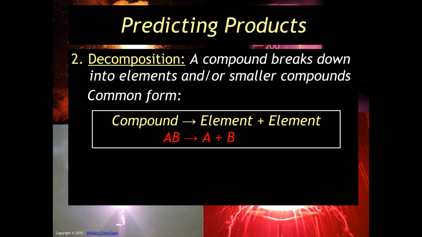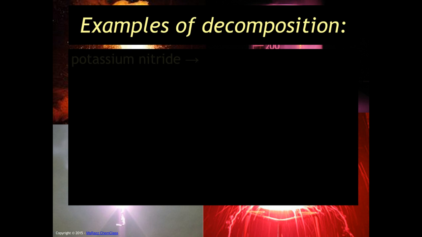All right, so what's a common form of that? It's just the opposite of the synthesis. So you have a compound yields an element plus an element. We represent that with AB yields A plus B. So let's go through some examples of decomposition.